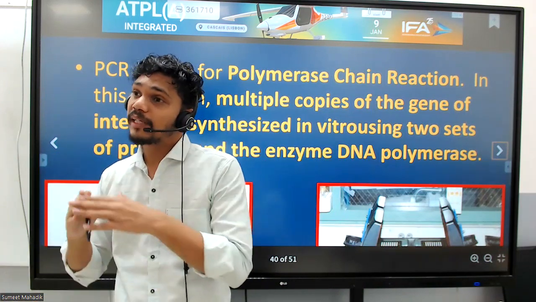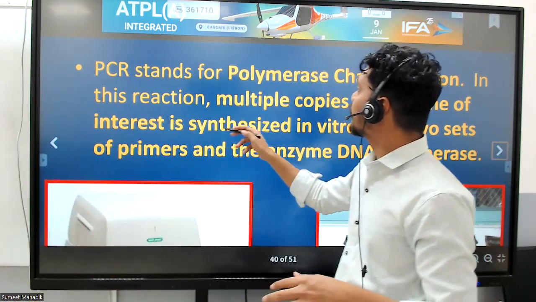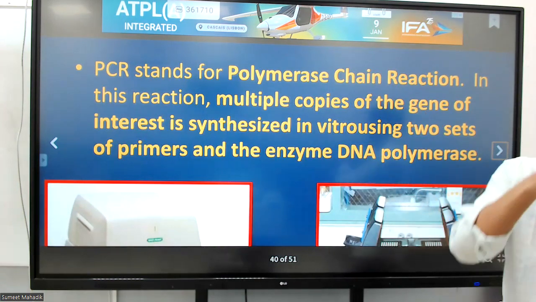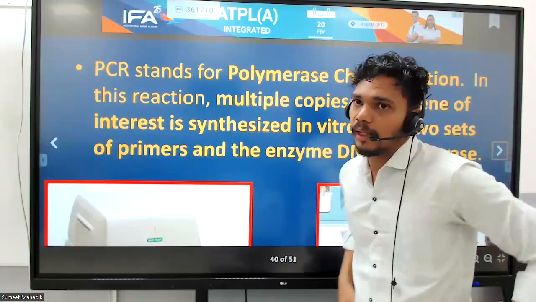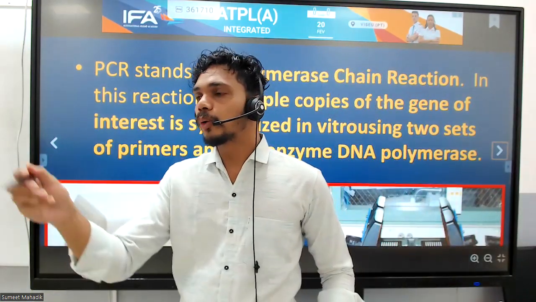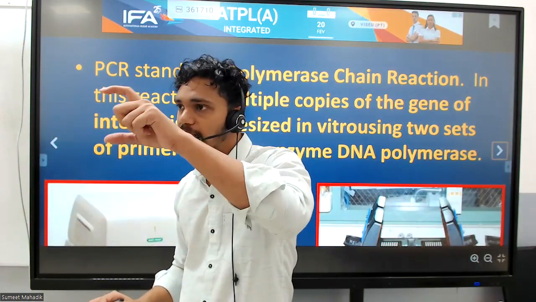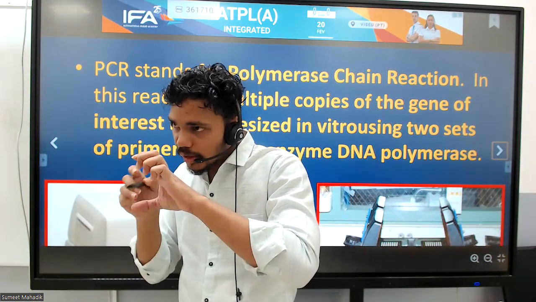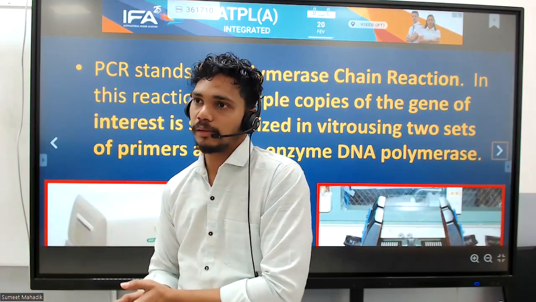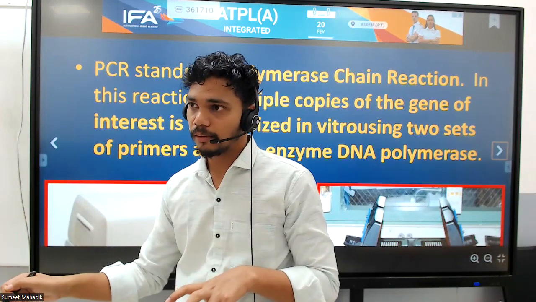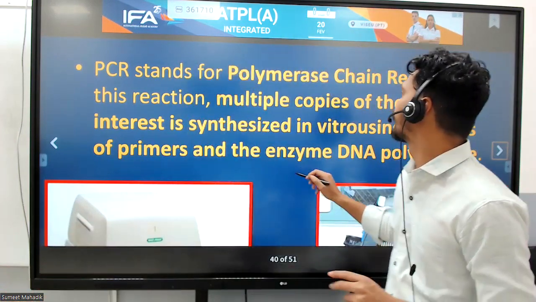Now what is PCR? We need multiple copies of the gene. Take the insulin gene: I'm going to cut it from only one cell. Once I get one gene, it has to undergo multiplication, because the same gene has to be there in many copies. So PCR is performed.